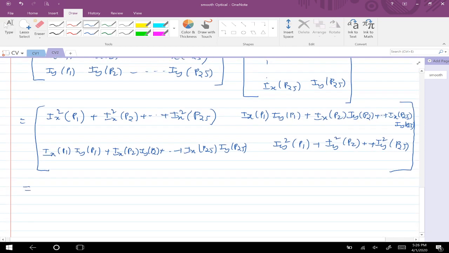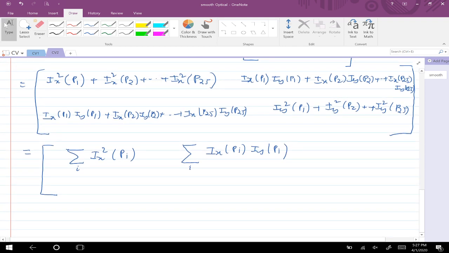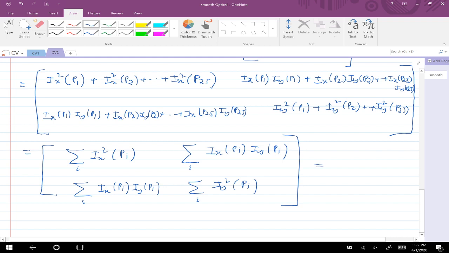I could in fact write it in a summation form, the same thing, more concisely. So all I have here is Ix square of Pi, and i is varying from 1 to 25 here, and this is Ix of Pi into Iy of Pi, and again i varying from 1 to 25. The same thing you have here, Ix of Pi multiplied with Iy of Pi, and here again Iy square of Pi. This is what A transpose A is equivalent to.